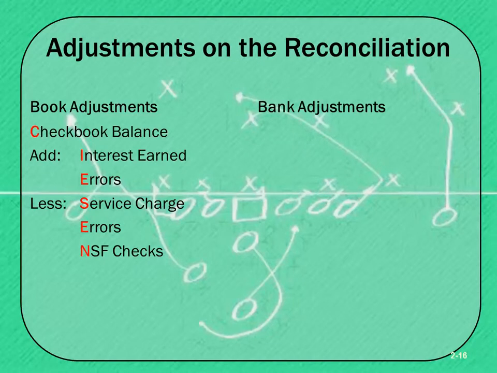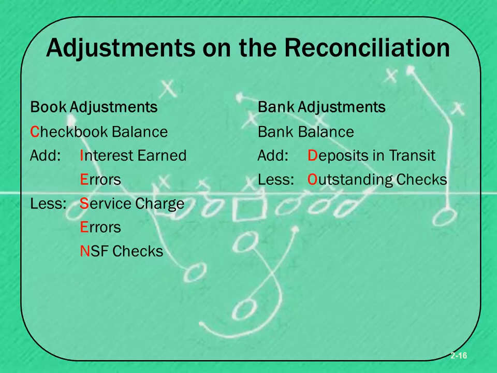Now, how about the bank side? What adjustments do we need to make for the bank? Well, you'll start out with a bank balance, so whatever's on that bank statement. That's the beginning point. From there, you'll add deposits in transit. Those are deposits that you've made, but the bank hasn't quite recorded yet. Sometimes it takes a bank a day or two to record all the deposits you make. So if you make a deposit in the afternoon, and then you receive a bank statement the next day, chances are that deposit will not be on that bank statement.